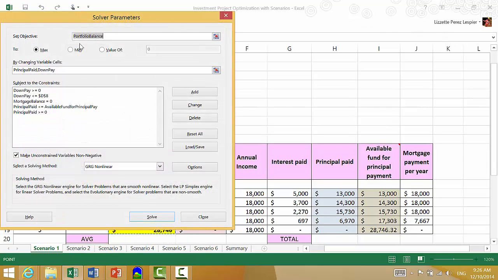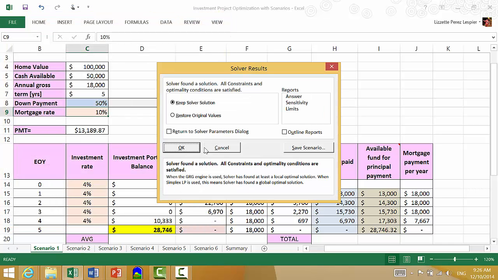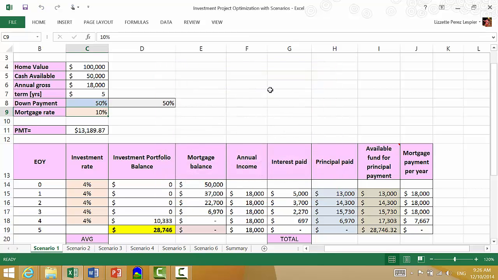and we have the objective, which is to maximize the portfolio balance at the end of the 5th period by changing the decision variables, which are the principal paid and the down payment. And then we have the different constraints. So we solve, and we get an investment portfolio balance of $28,746.